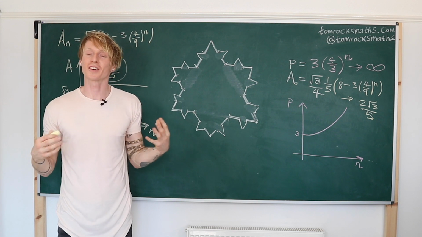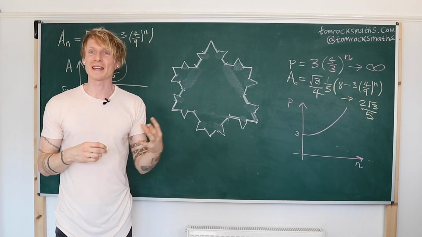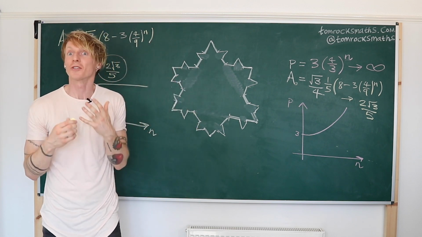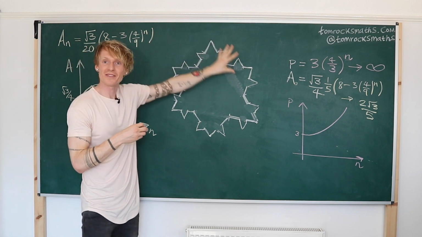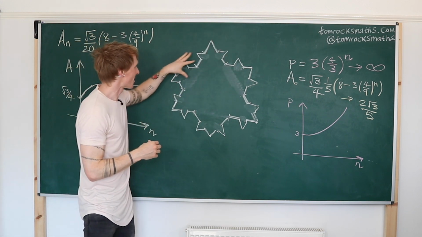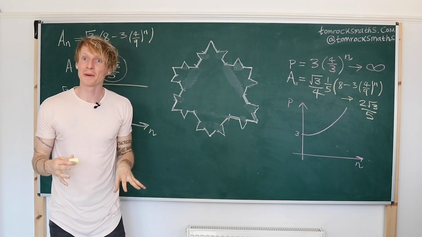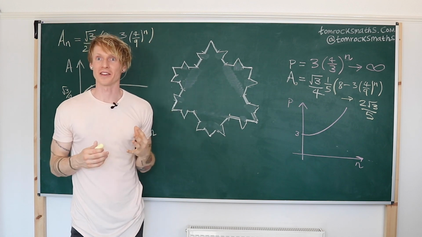So in summary, the Koch snowflake is not only incredibly beautiful, but it exhibits this really amazing mathematical behavior. It has an infinite perimeter. The distance around the edge goes on forever and ever. But the amount of area inside the shape is given by this constant and finite value.